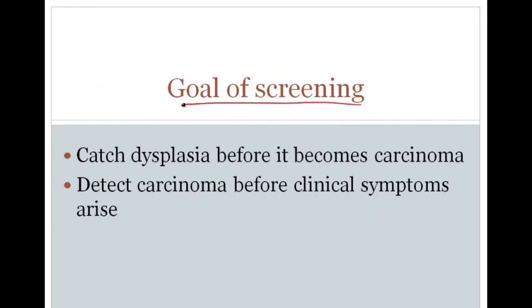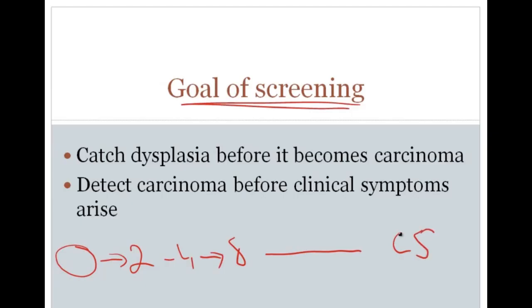Now, what's the goal of screening? Remember that I told you that a tumor develops from a single cell, and that single cell becomes 2 cells, which becomes 4 cells, which becomes 8 cells, which eventually produces clinical symptoms, right? And every time these divisions occur, there's going to be an increase in mutations. Okay, so what is the goal of screening? Screening has 2 separate goals. The first goal is to catch dysplasia before it becomes cancer, i.e., even before.